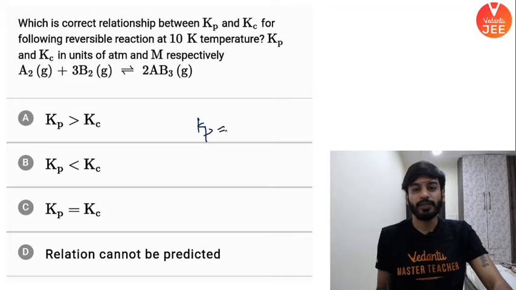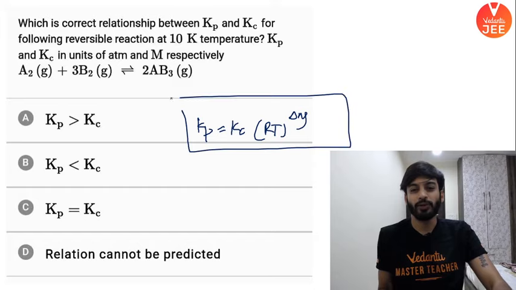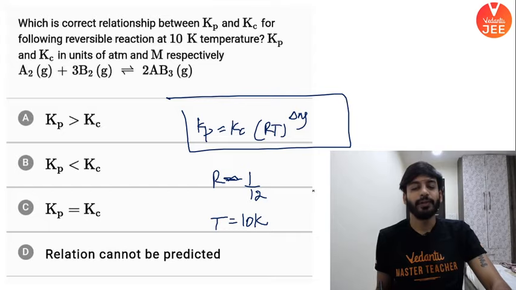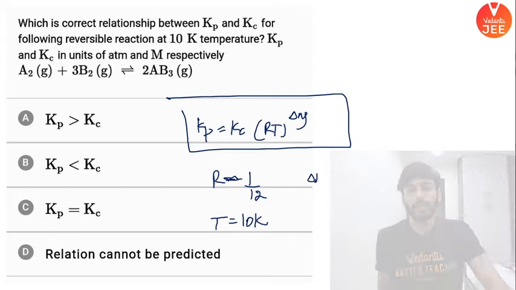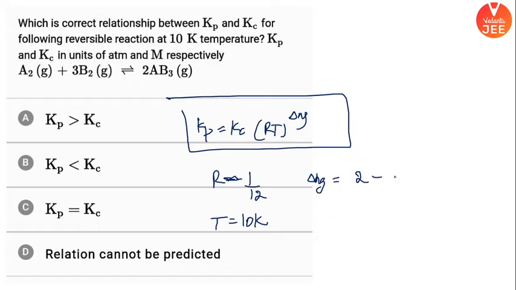Boys and girls, Kp is equal to Kc RT raised to the power delta Ng. This is the formula we are going to use here. R value, I told you many a times in many sessions, R value can be roughly taken as 1 by 12 and temperature is given to us as 10 Kelvin, right? Delta Ng value, beta, it will be 2 minus 4. It will come as minus 2. So keep your values. Kp is equal to Kc 1 by 12 into 10 raised to power of minus 2. From here you can notice Kp would be more than Kc.